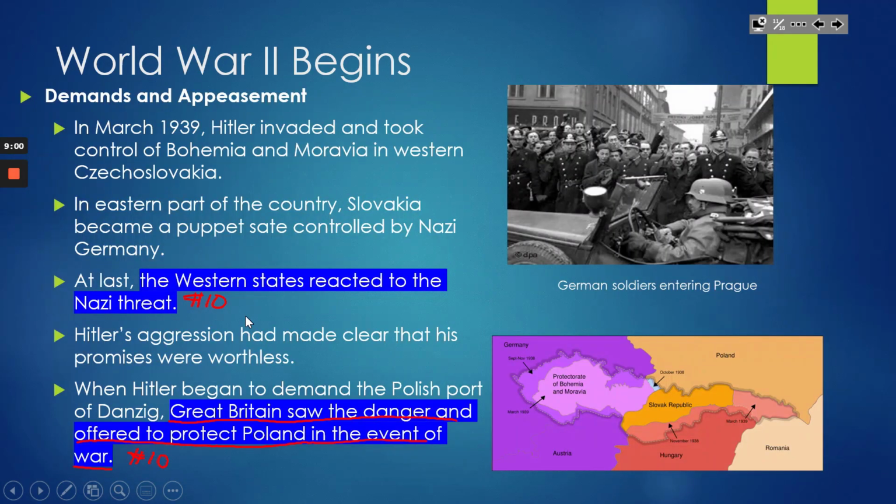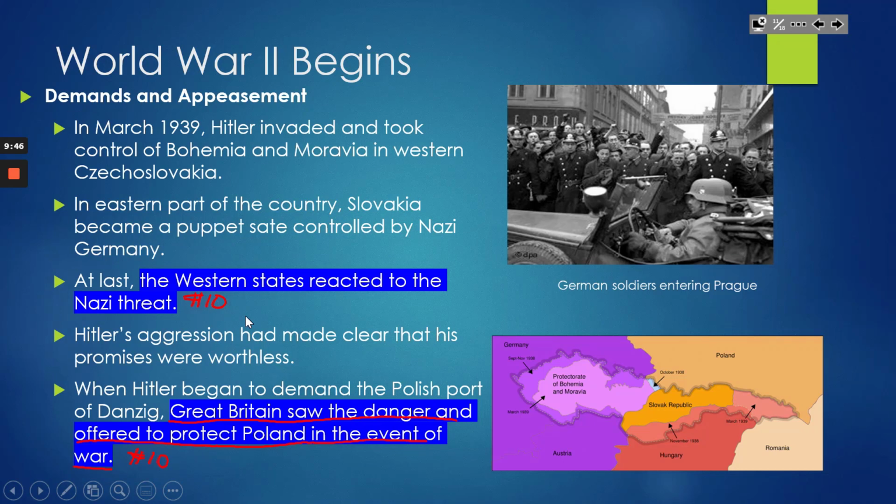All right, here's number 10. The Western states reacted to this invasion, and they saw the Nazis and Hitler as a threat now. They're like, okay, he's obviously not stopping. He's now invaded Slovakia and made that a puppet state, so it's under their control. And they noticed that his promises were not kept, right? That his promises are worthless. So now they see him as a threat, and now Hitler, of course, is demanding that the Polish port of Danzig be under German leadership, right? Because he wants it, because it's an industrial port.